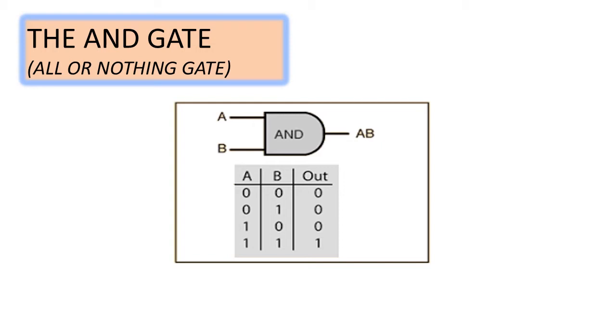The logic symbol and the truth table of a two-input AND gate is shown in the figure. Note that the output is 1 only when all the inputs are 1. And the symbol for AND operation is a dot. That is A.B or A dot B both represent A AND B.